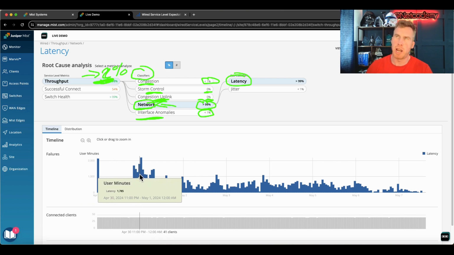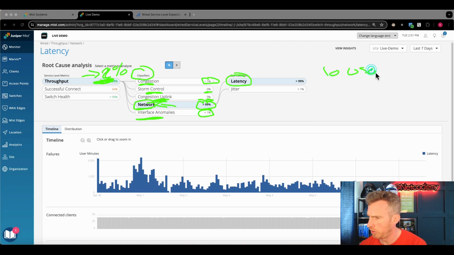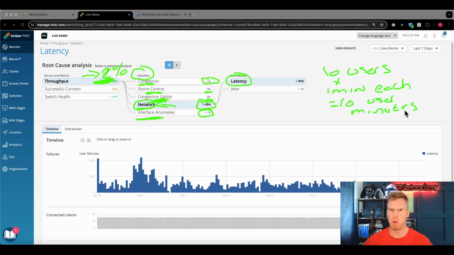So most of the concepts with SLEs are due to user minutes. Let me put that into an example. Let's say you have 10 users, just for example, and they're all utilizing the network resources for 1 minute each. So 10 users with 1 minute each, you've got 10 user minutes, because those are minutes that they want to go over the network to have some kind of experience, ideally the best experience possible.